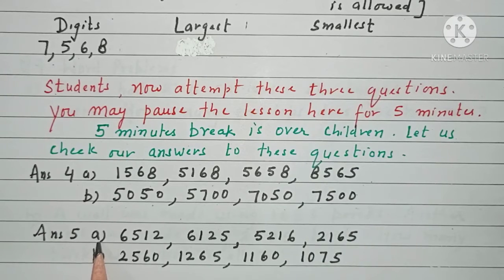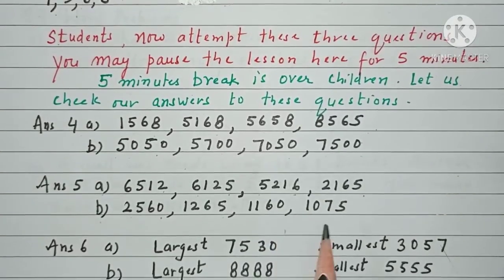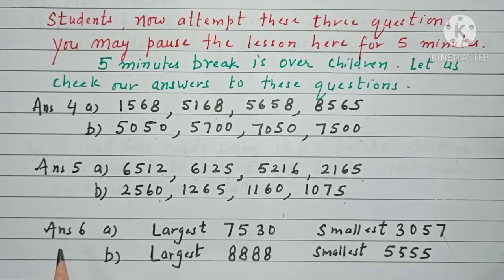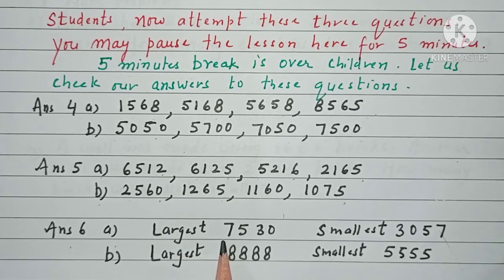Answer number 5, the A part is 6512, 6125, 5216 and 2165. And in the B part, it is 2560, 1265, 1160 and 1075.